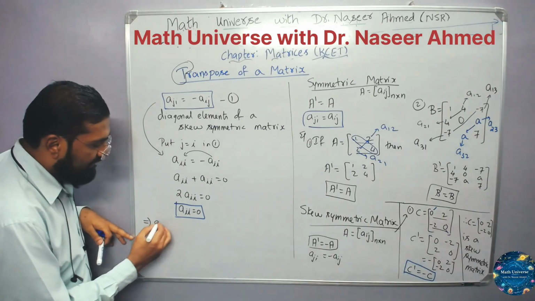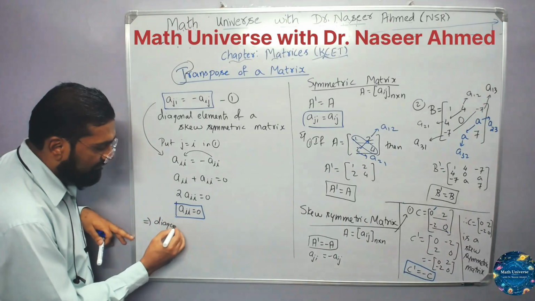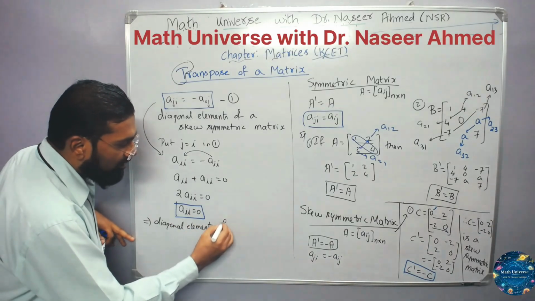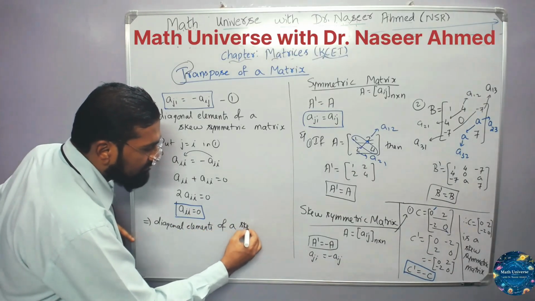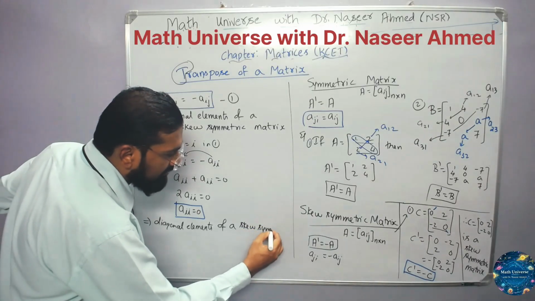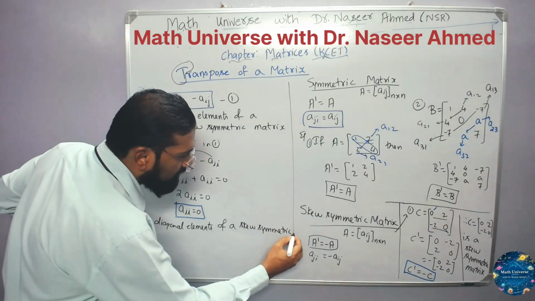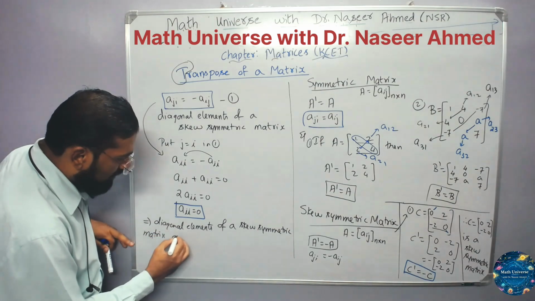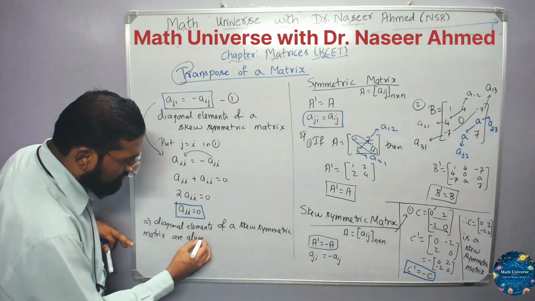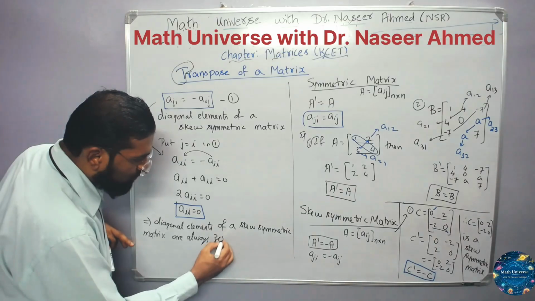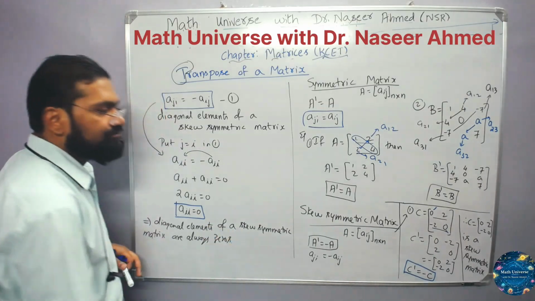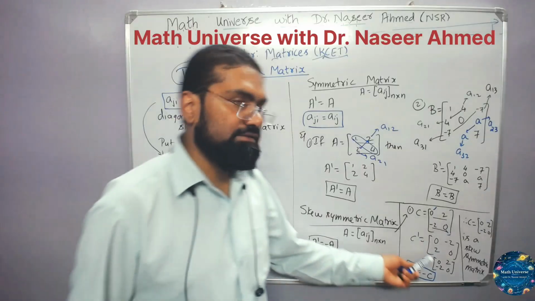This implies diagonal elements of a skew symmetric matrix are always zeros. Always zeros. So it's not by some chance, it is actually so.